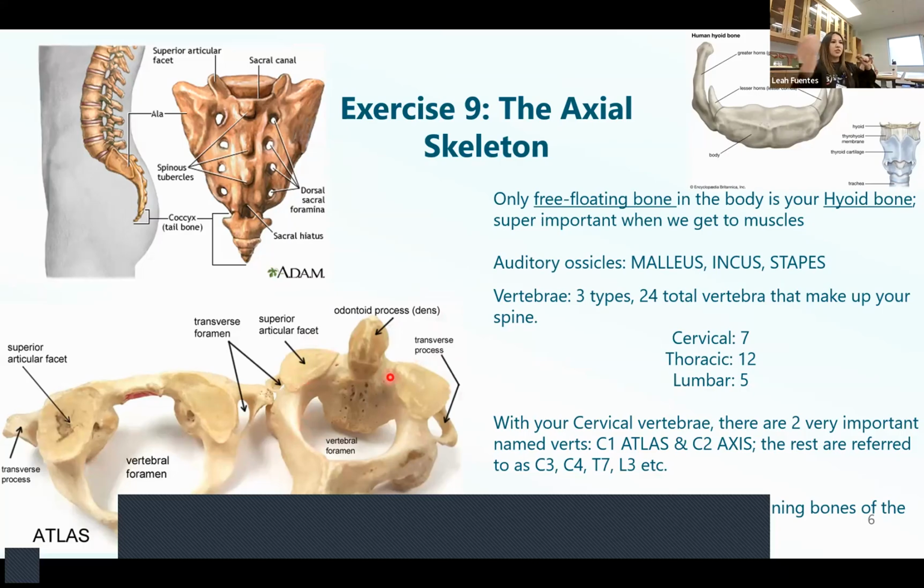So how do you remember which one is C1 and which one is C2? Atlas, AT, comes before axis, AX. So atlas is C1, axis is C2.